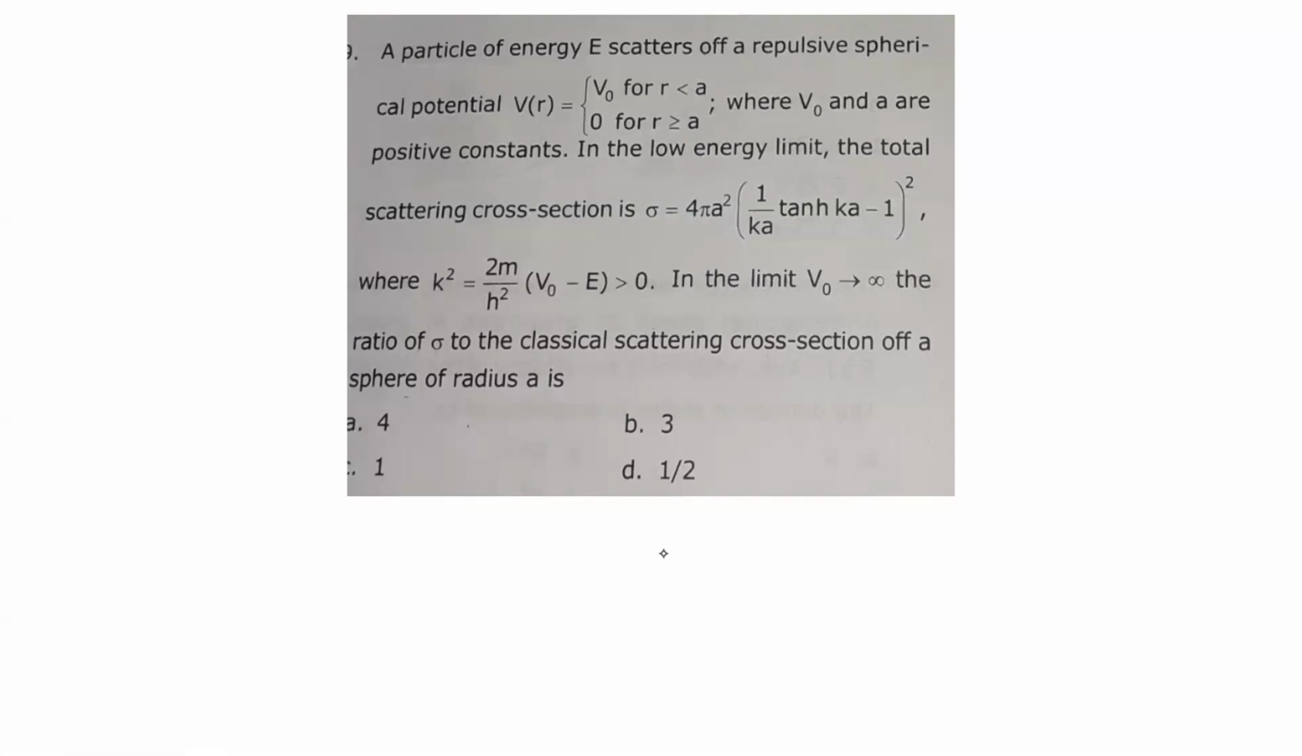So the classical scattering cross section is given by, I'll write it as sigma C is pi A square. Now let's evaluate the scattering cross section in this case. The scattering cross section, let me go to a new page, is given as sigma is equal to 4 pi A square times 1 by tan hyperbolic of K minus 1 the whole square.